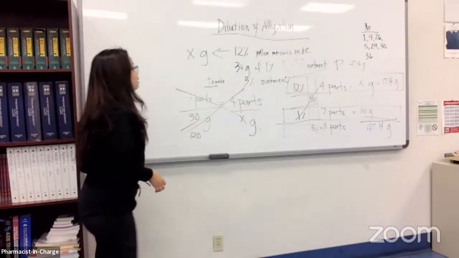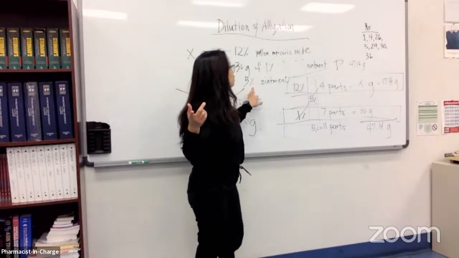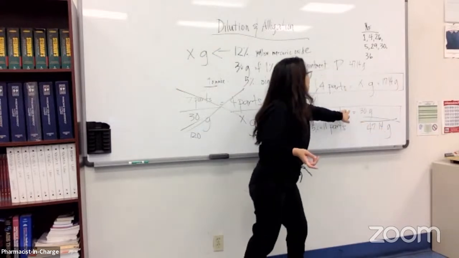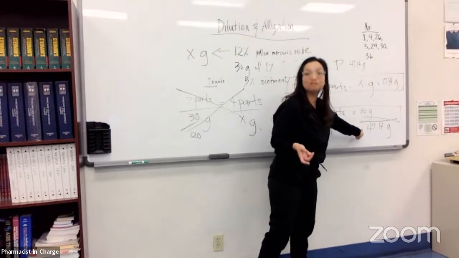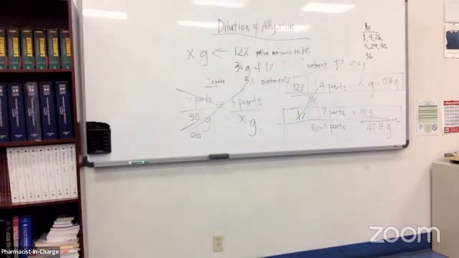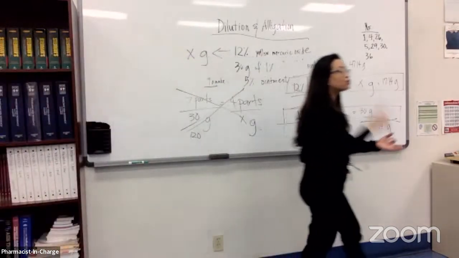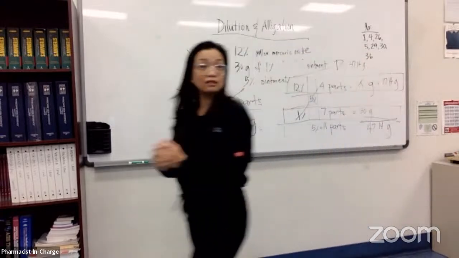This total, there's another possibility. If they said the final weight of the ointment is 47.14, and you're given this, you can simply subtract 30 grams from 47.14, then you get 17.14. See that? That's why I said you've got to know your terminologies. Solute, solvent, solution, diluent. Okay, it's also in the practice problems.